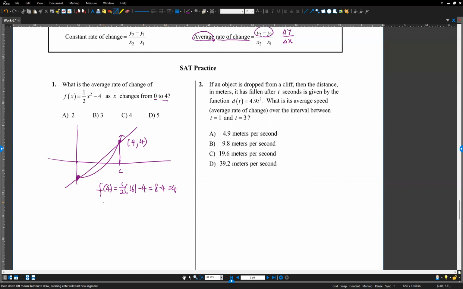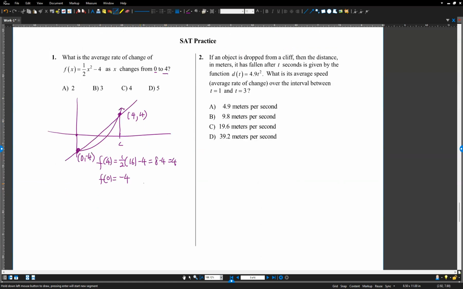Now, when x equals 0, f of 0 equals how much? Negative 4, right? This one is 0 and negative 4. That's 2 points. What is the average rate of change? y2 minus y1 over x2 minus x1. That is the average. On the curve, we just put the number average.